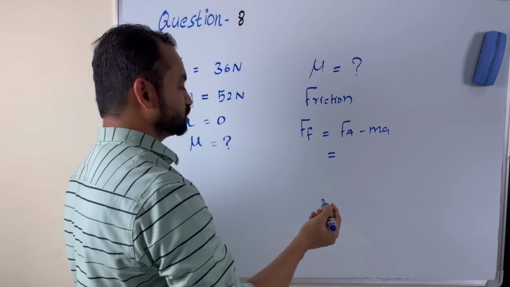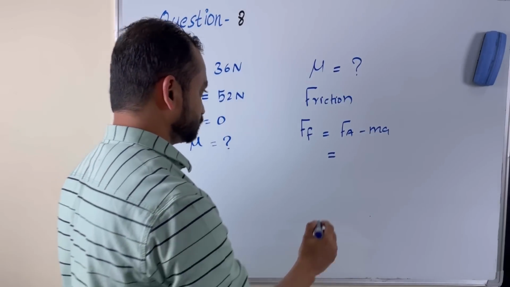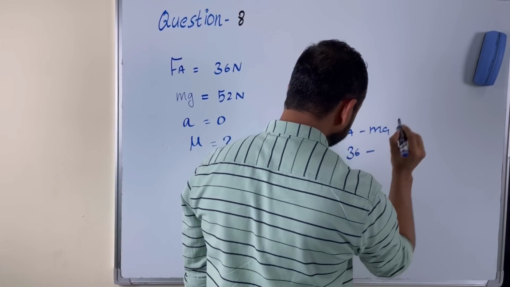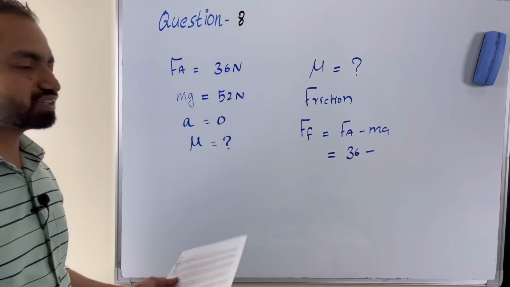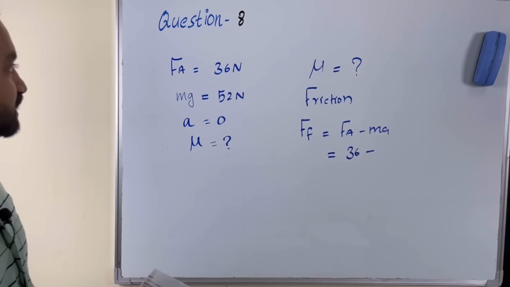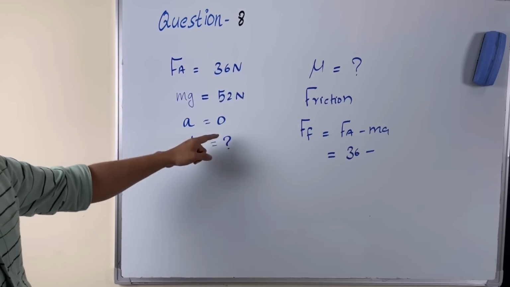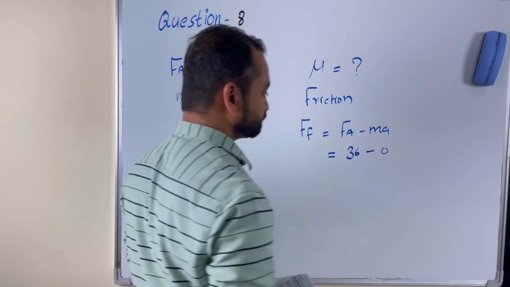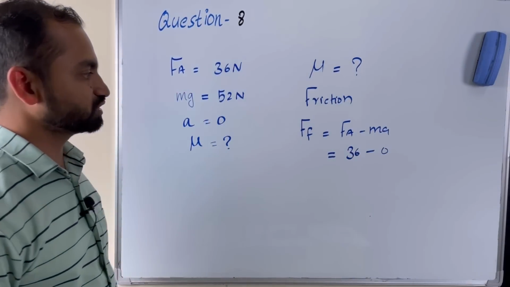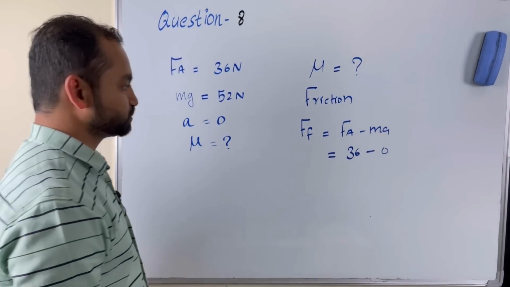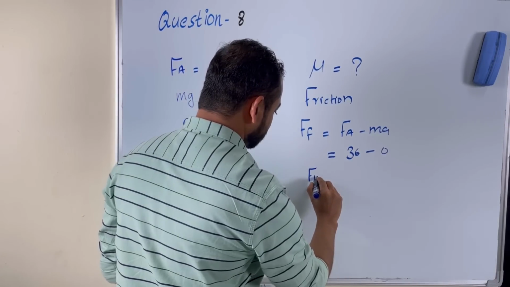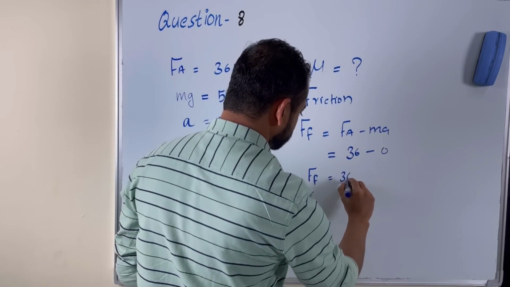So in this question, what is the value of the applied force? Applied force is 36 Newton. 36 Newton minus mass multiplied by acceleration. Acceleration is 0, right? As acceleration is 0, this net force will be 0. So we got frictional force is equal to 36 Newton.